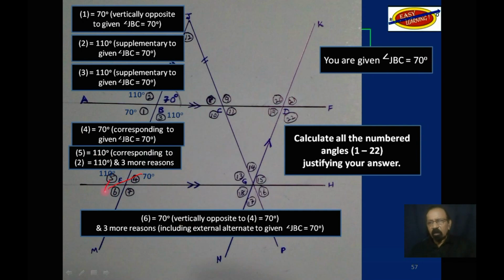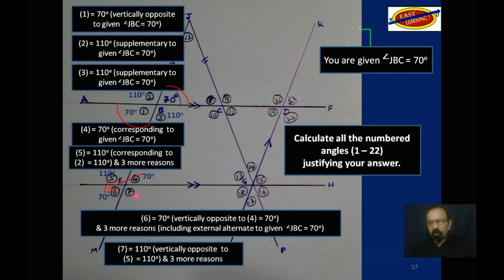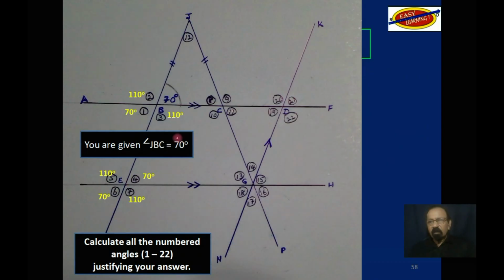That's one way to get it. There are others, like saying that it corresponds to that one up there, or it's exterior alternate to that 70 up there. 7, this one here, is 110, and there are so many reasons that you could give for that one being 110. You could just say it is vertically opposite to 5, which was 110. So that's 110. So we calculated those 7.